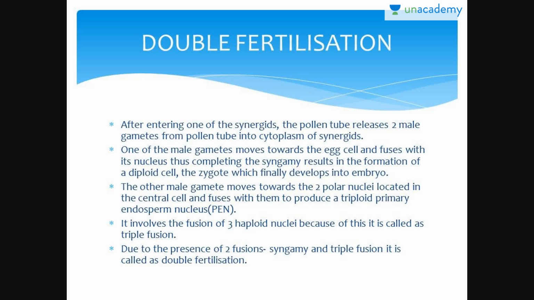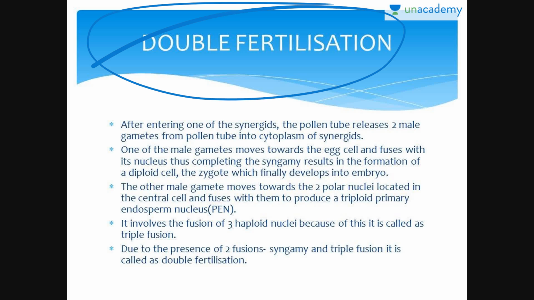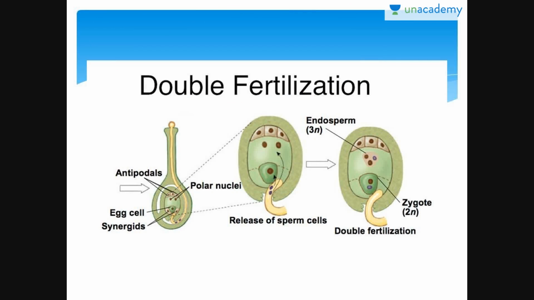Since 2 types of fusion, syngamy and triple fusion, take place in the embryo sac, the phenomenon is also called double fertilization. The central cell after triple fusion becomes the primary endosperm cell and develops into endosperm. The zygote develops into an embryo. If you have a look here, this picture depicts the double fertilization. There is a release of sperm cells, then the endosperm formation takes place. This is the third fusion. This is the double fertilization occurring.